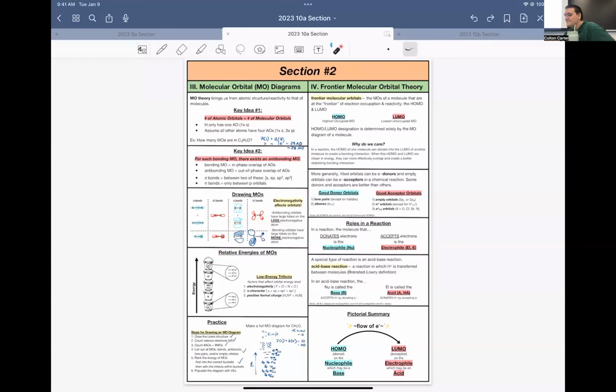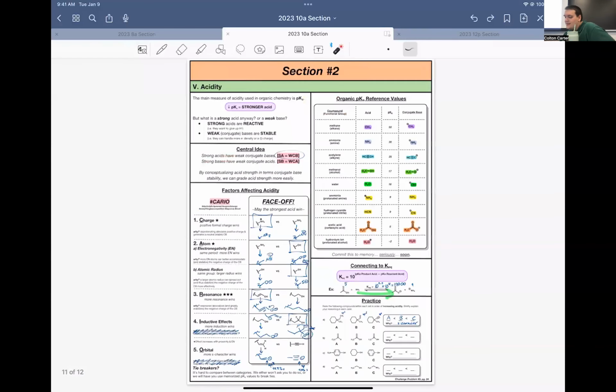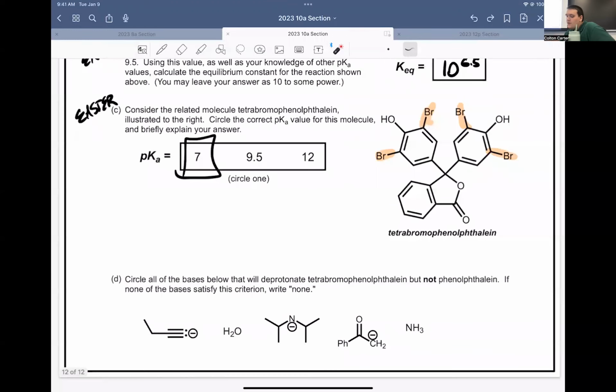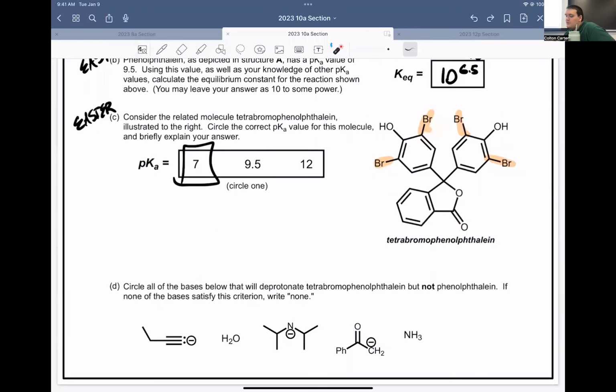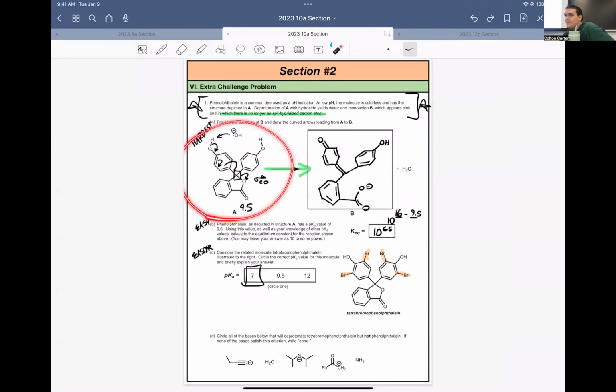Okay, part D is a little weird. Circle all of the bases that will deprotonate tetrabromophenol, or whatever, but will not deprotonate this. So we said that this is a stronger acid, right? We want a base that will only react with the stronger acid and won't react with the weaker acid. That's essentially what we're doing.